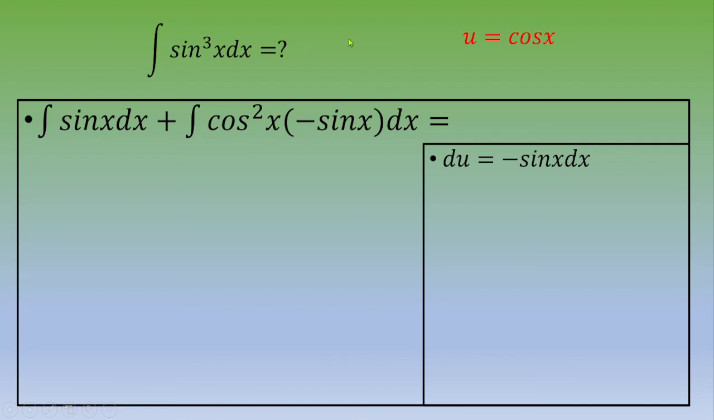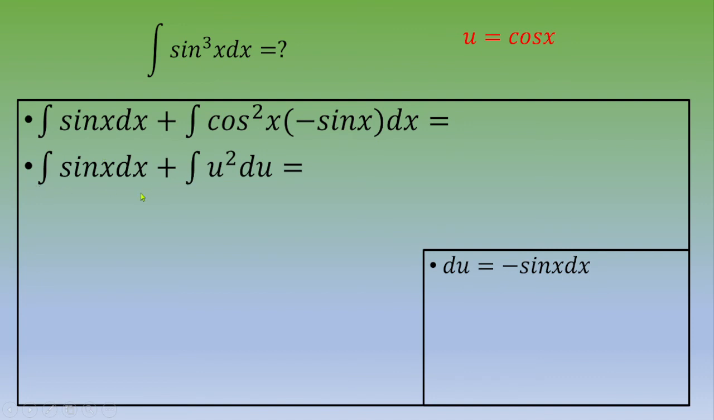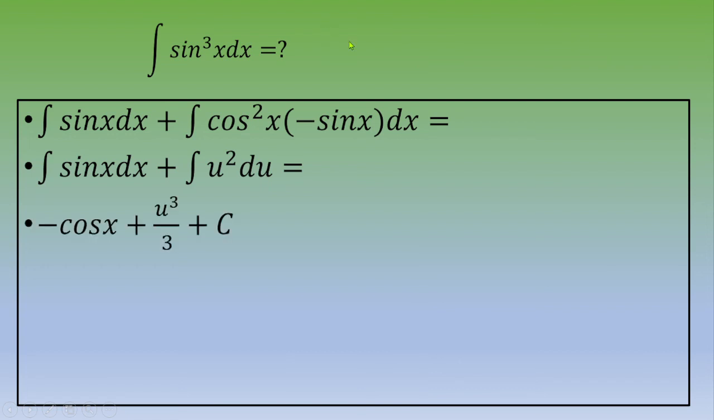So now you can plug u into the second integral and you obtain the integral of sin x dx, this is the first one, no change, plus the integral of u squared du. So now you can calculate, and this is negative cos x plus u cubed over 3 plus capital C, because this is an indefinite integral.